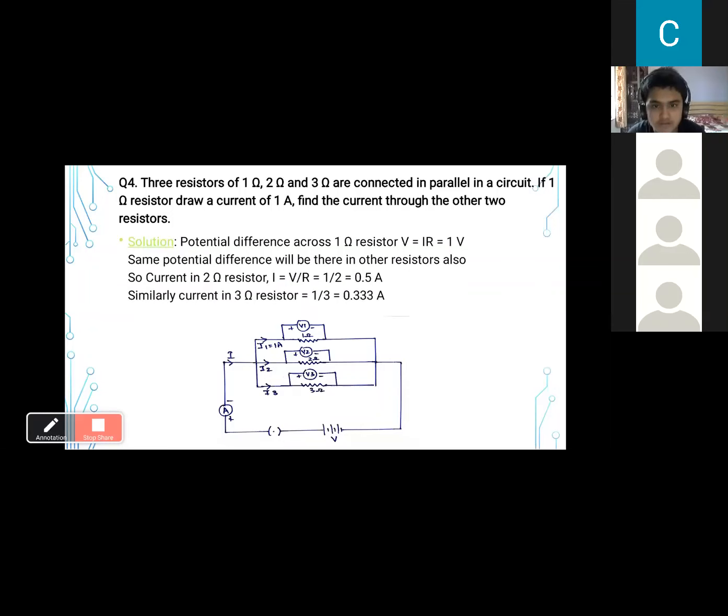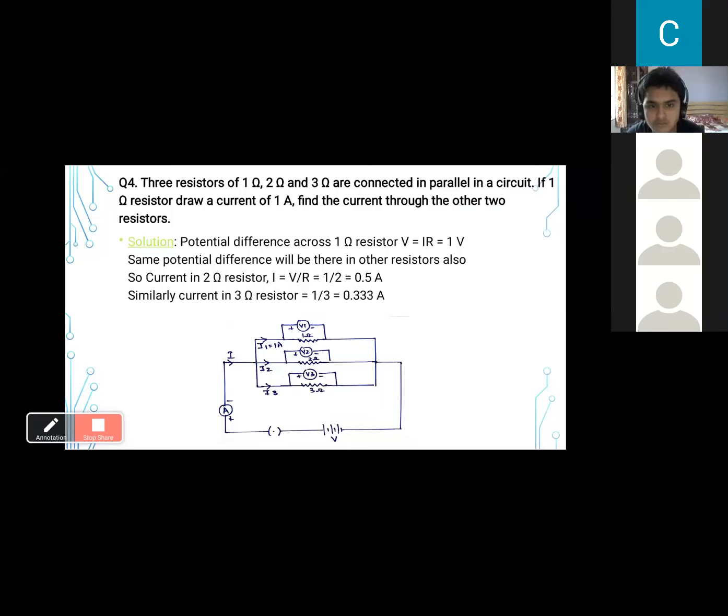So the potential difference across the 1 ohm resistor will be V equal to IR. That is 1 into 1 comes out to be 1 volt. That means V1 is 1 volt. If V1 is 1 volt, obviously V2, V3 and total V will be the same, because in parallel the potential difference is the same. That means all voltages will be equal to 1 volt only. Clear?